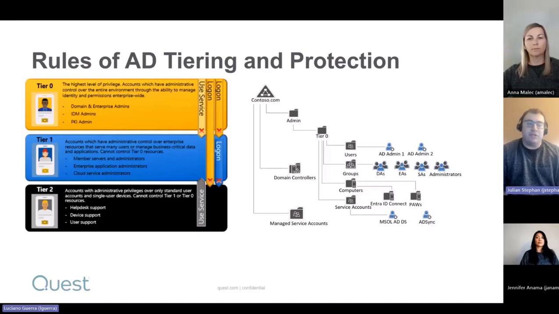Those are tertiary systems that in your environment, Microsoft doesn't natively classify as tier 0, but that's something you should add as part of your control plane. Looking at the rules of tiering and protection, the general rule, if you're looking to protect your control plane, is making sure that you don't cross between different tiers.